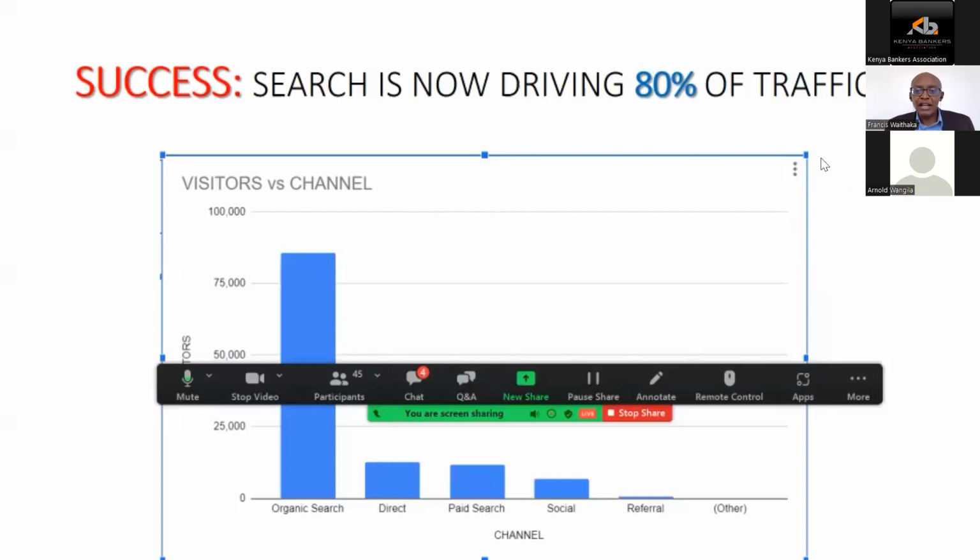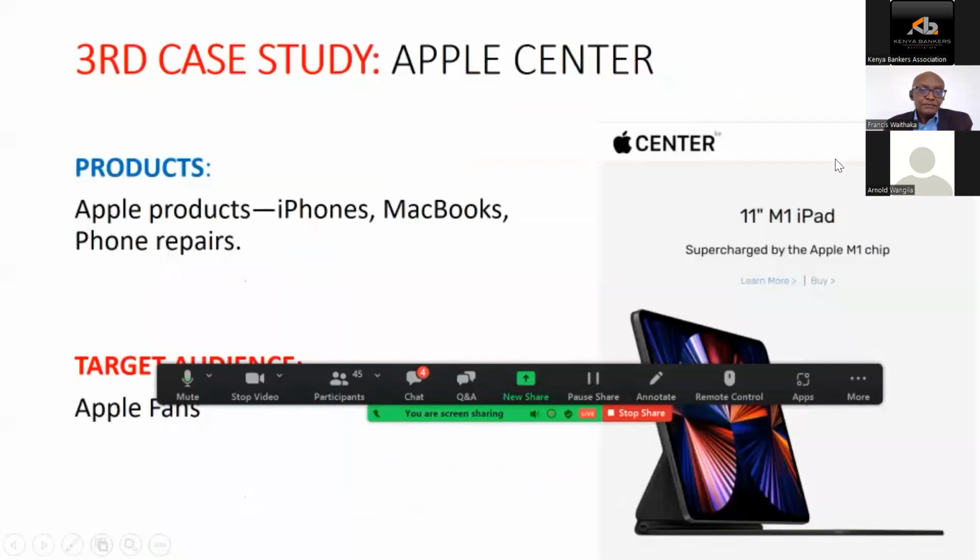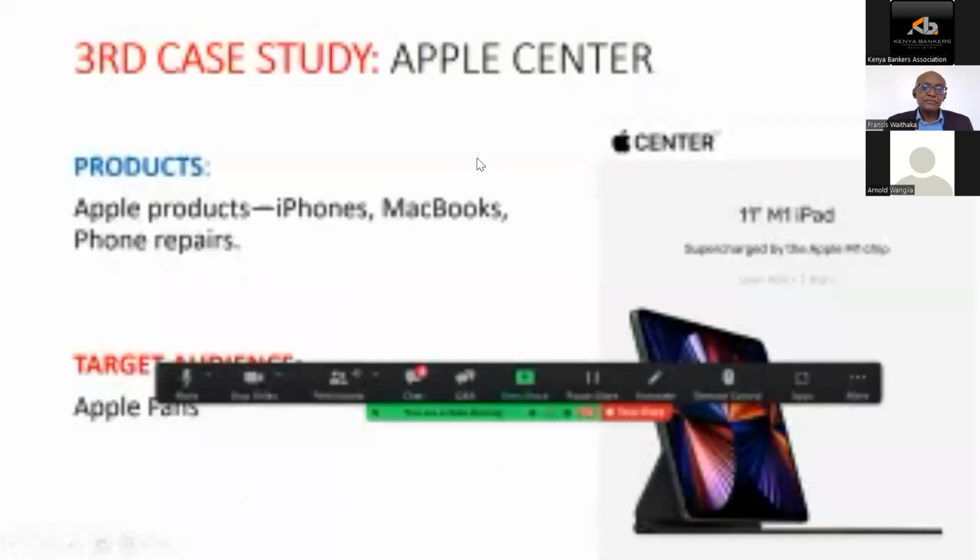That's a powerful, life-changing thing. Thirdly, our third case study is this company called Apple Center. Apple Center is not related to Apple, the Apple brand in the US. This is just a small business owner in Kenya who started as a young man who repairs phones. You have an iPhone, it falls down and the screen breaks. You take it to him. The young man is called Miner.